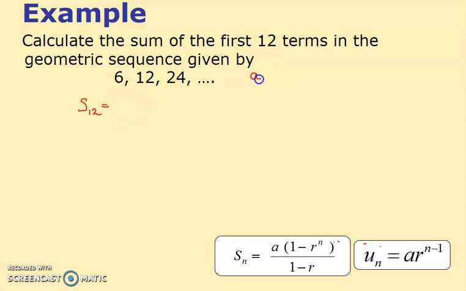And what have I got? My A is 6, and my R, which I haven't yet got, is 12 divided by 6. And 12 divided by 6 is obviously 2, so it's a nice number. So my sum to n terms using this formula is A(1 minus R to the power of n) over 1 minus R, where R is 2. Notice I don't take away 1. A lot of the other formulas I have to take away 1, but on this one I don't.